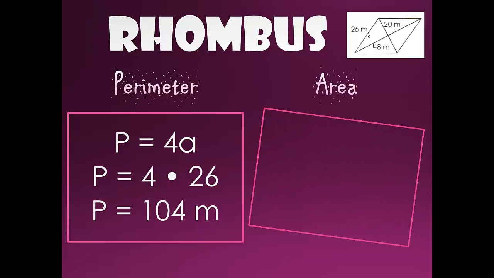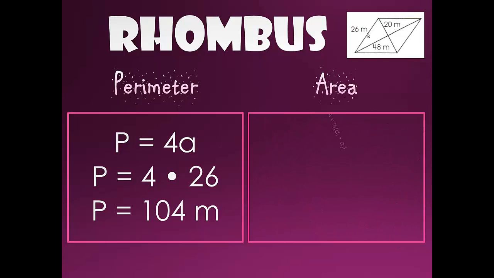Next, we will find the area of our rhombus. The formula for area of a rhombus is A equals 1/2 times the quantity D1 times D2.